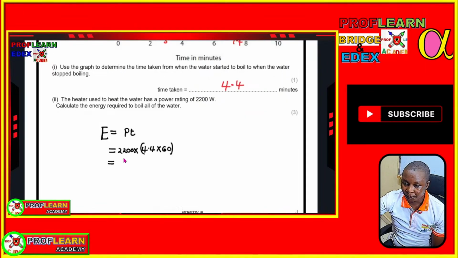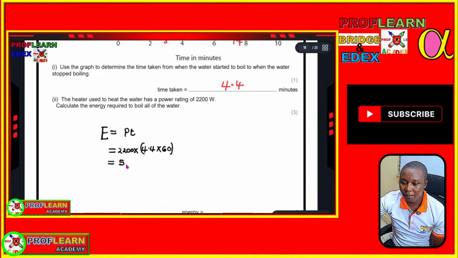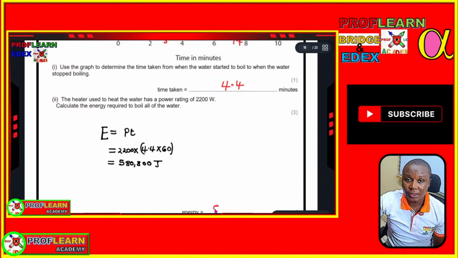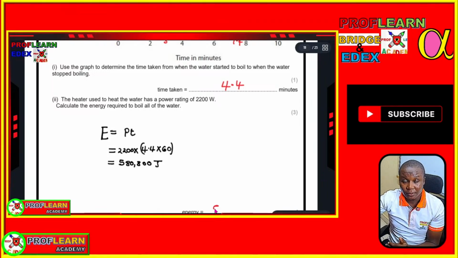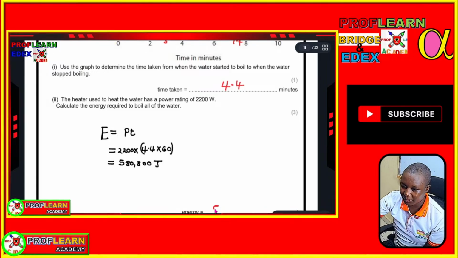Yeah, so there's no temperature change in that case, because all the energy supplied is used to break the forces of attraction, to break the molecules so that they can evaporate.